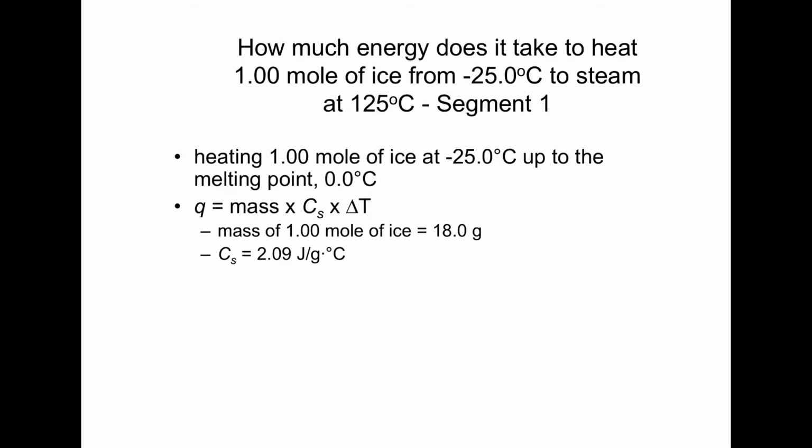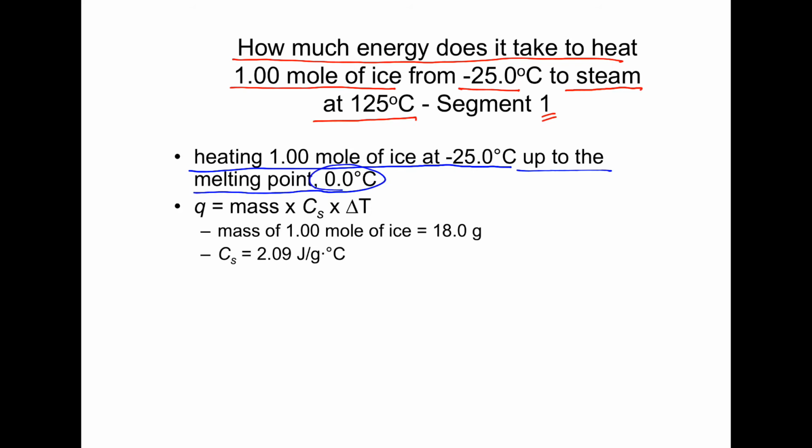So we're going to do this calculation. We're going to figure out how much energy it takes to heat 1 mole of ice from negative 25 degrees all the way to making it steam at 125 degrees. And we're going to do it in different segments. So there's going to be 5 of these following our heating curve. In our first part of the heating curve, we are heating 1 mole of ice at negative 25 up to the melting point, which for water is 0 degrees.